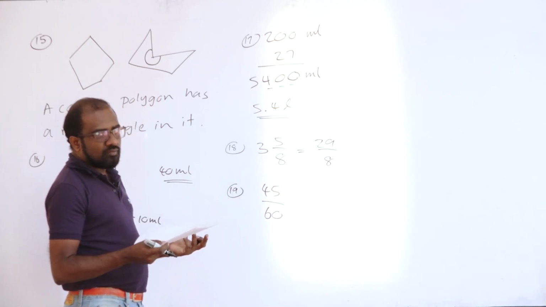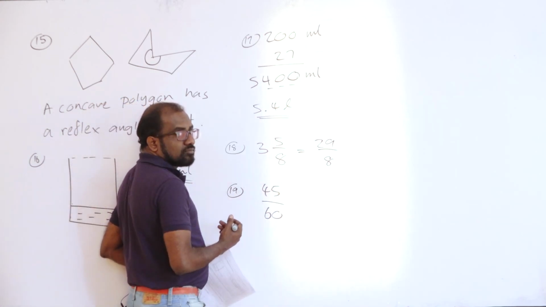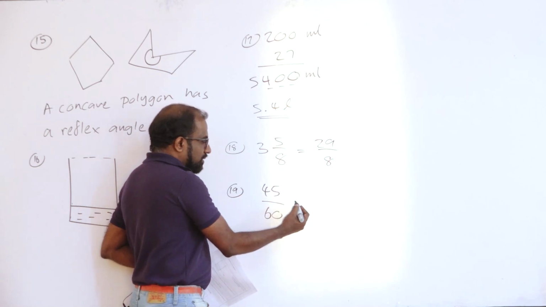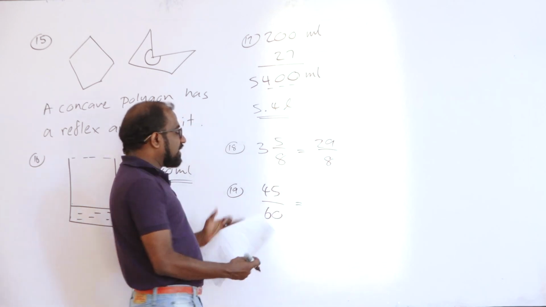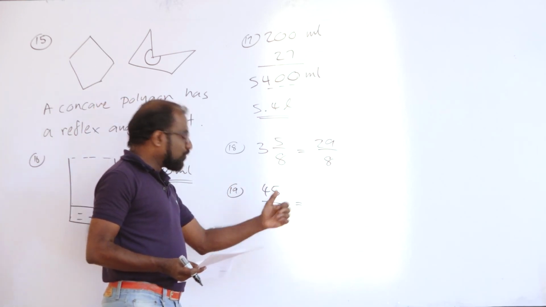Simplest form means we have to simplify. Simplify means divide by the same number. Someone who is quick can directly divide by 15. 15 times 3, 15 times 4.